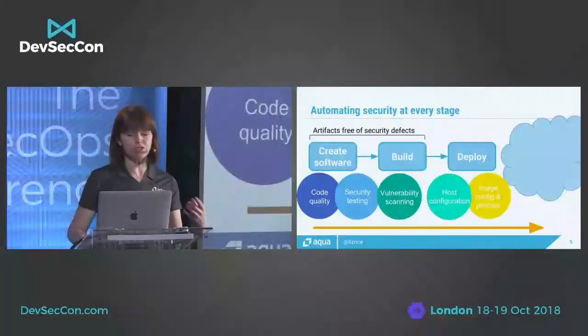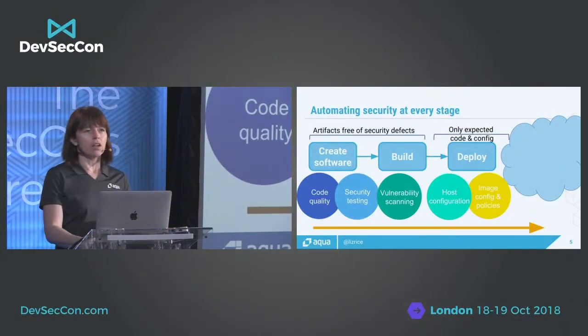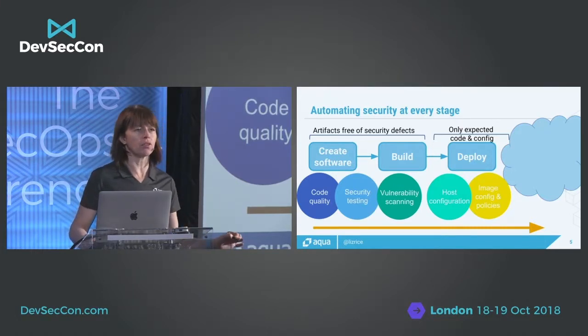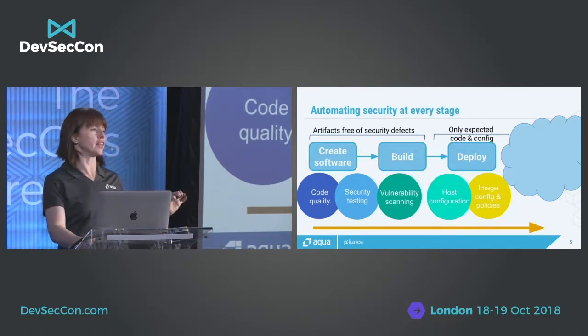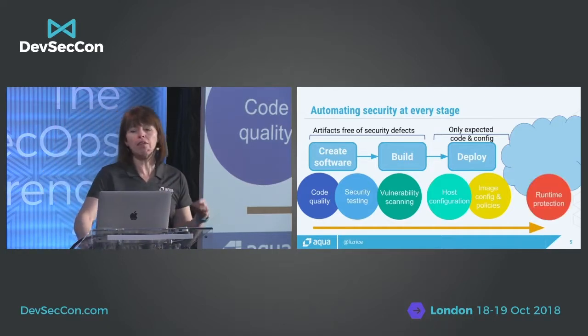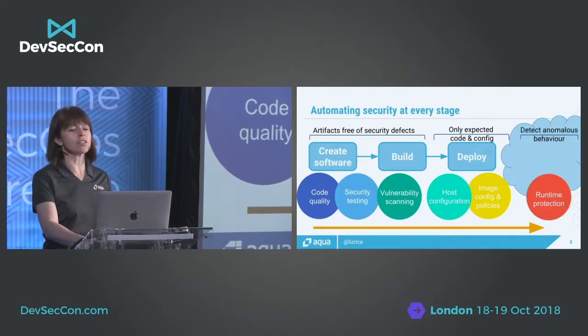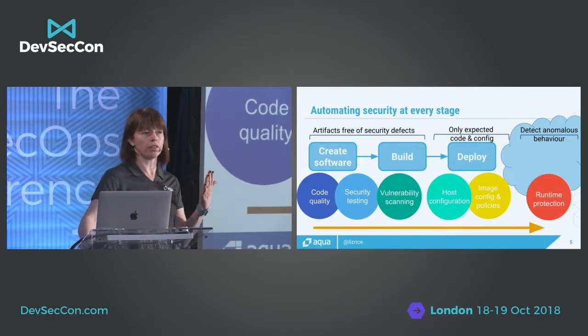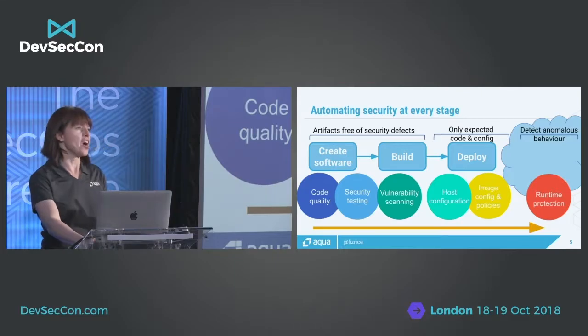Then we're going to look at the security of the hosts we're going to run these containers on. We're going to talk about policies and configuration for those images as we deploy them, with the intention that what we're running is the code that we expected to run with the host configuration that we expected. And then finally, we'll look at what happens in runtime. Once these containers are running, there are some things we can do to either detect or prevent unexpected anomalous behavior. Okay, so we'll start with the beginning.